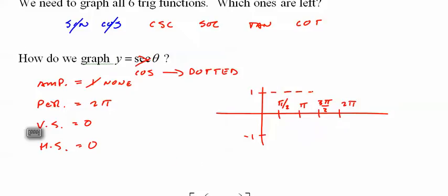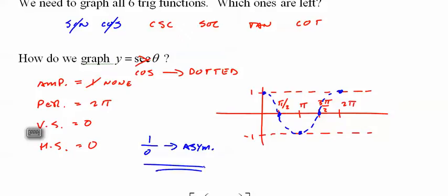So, just graph cosine. Okay, now, secant's the inverse of cosine. 1 over cosine is secant. So wherever cosine is 0, 1 over 0 is an asymptote, because it's infinity. We can't actually do it. So the 0 is where it hits the center line. Yeah, I'm going to change colors.